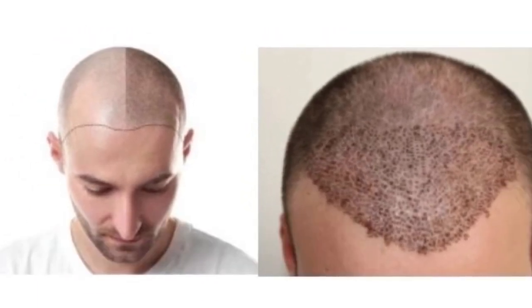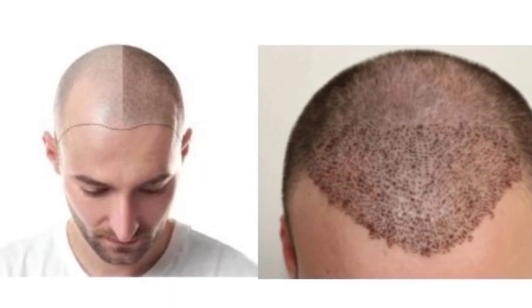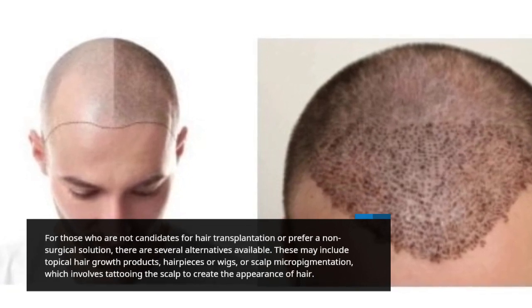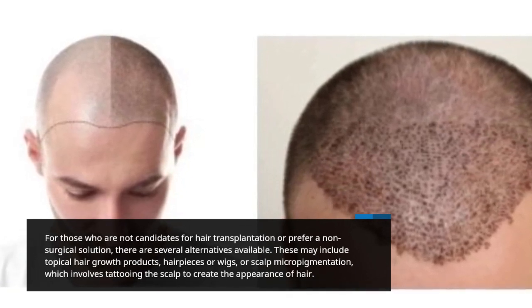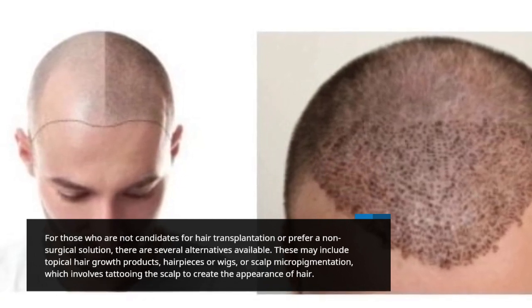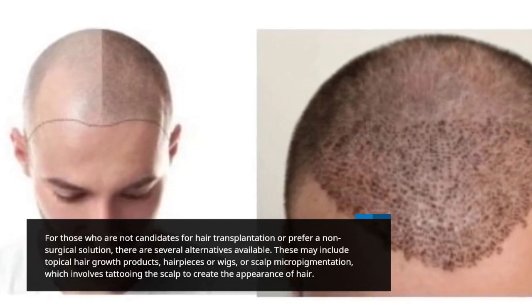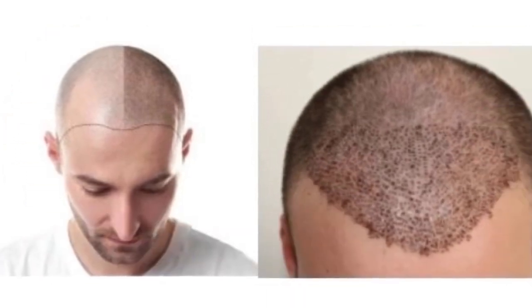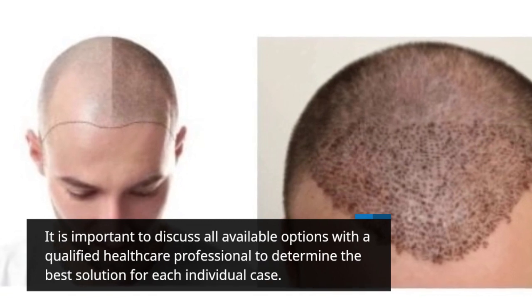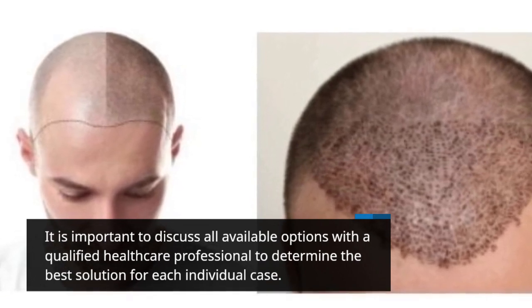Alternatives. For those who are not candidates for hair transplantation or prefer a non-surgical solution, there are several alternatives available. These may include topical hair growth products, hair pieces or wigs, or scalp micropigmentation, which involves tattooing the scalp to create the appearance of hair.